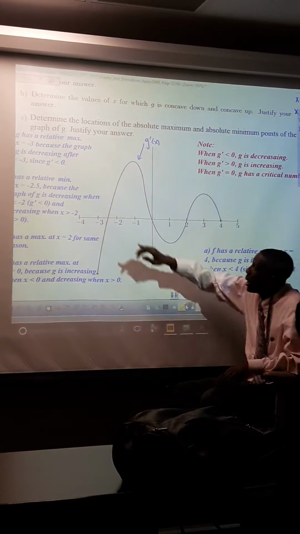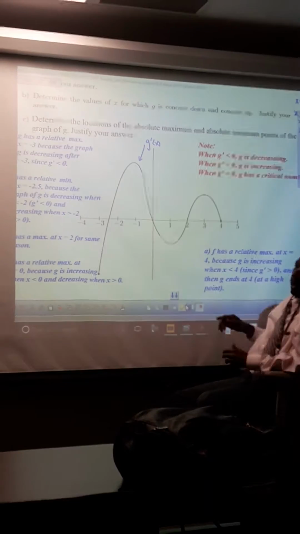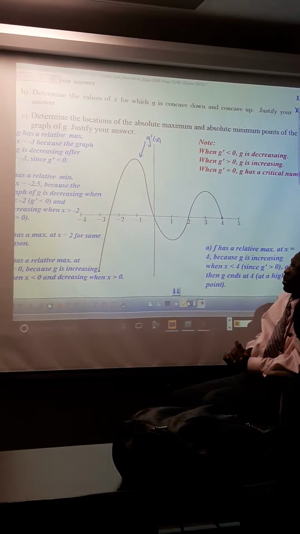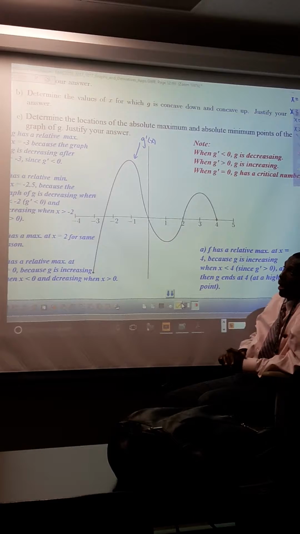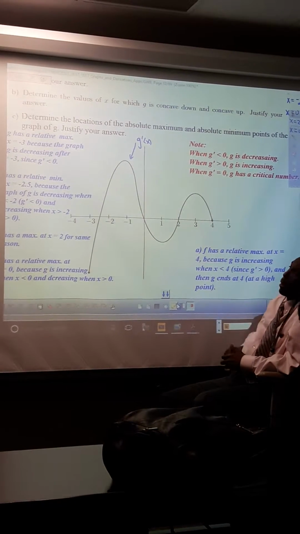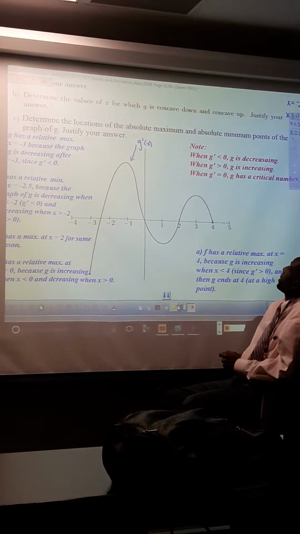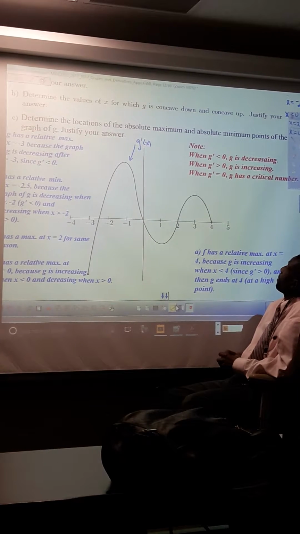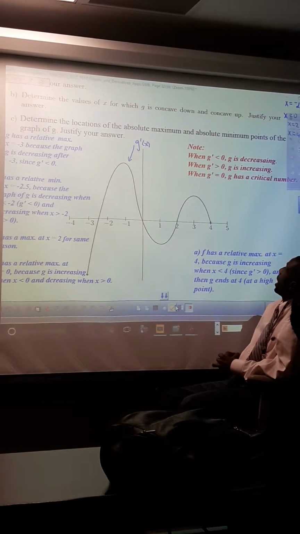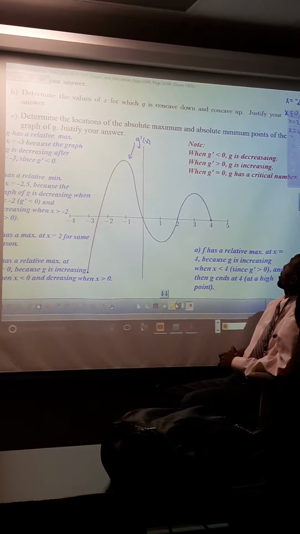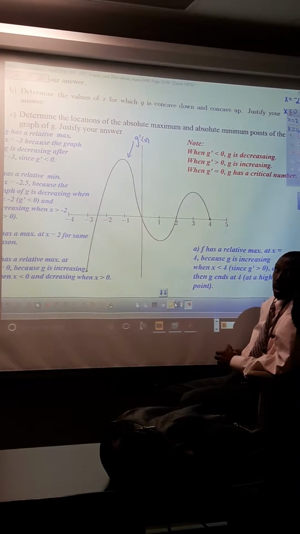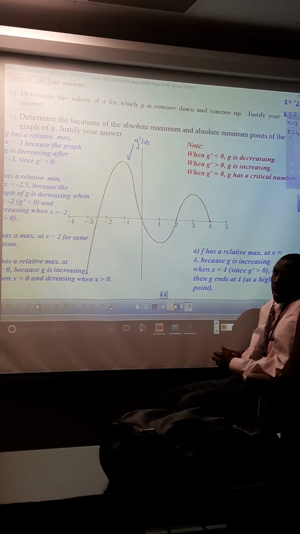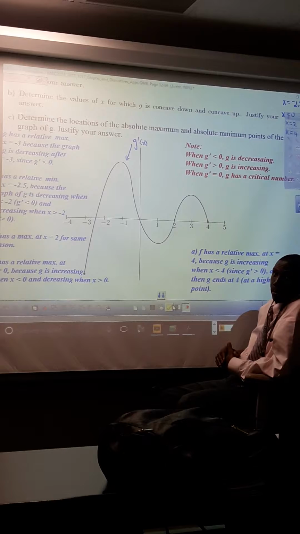All of these sections here are answers to part A. And they're all based on this note. The note says when G prime is negative, G is decreasing. When G prime is positive, G is increasing. And when G prime is equal to 0, G has a critical number. Critical number is a point where the graph possibly has a maximum on it.